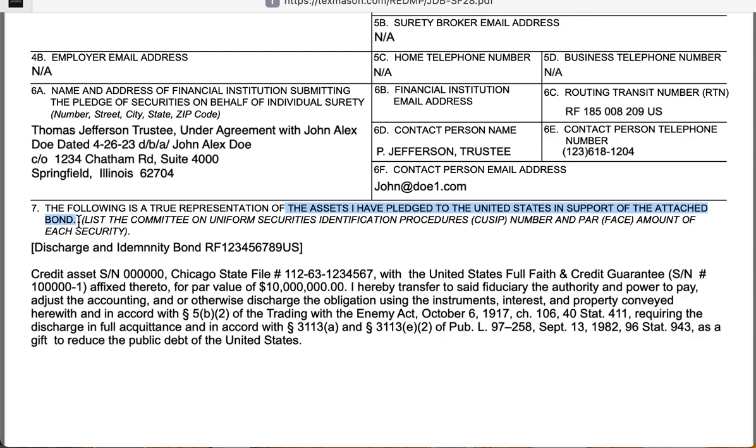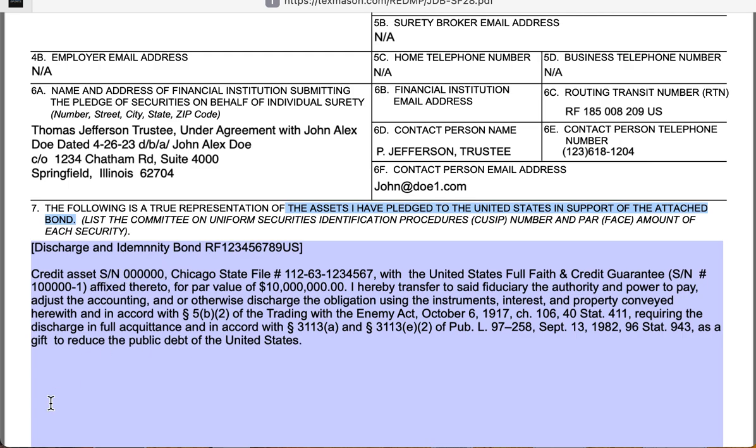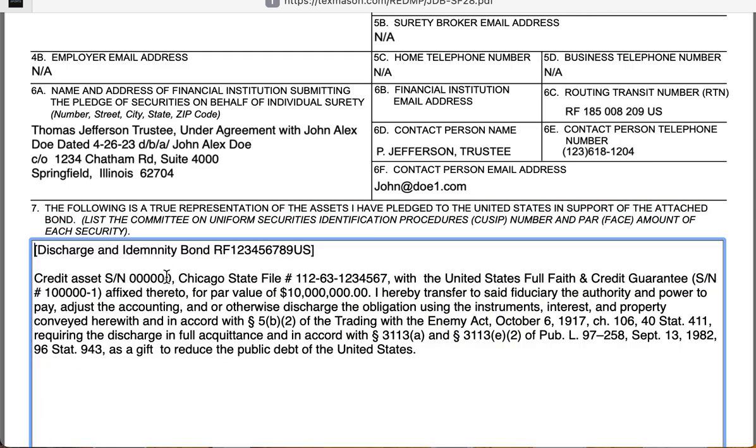Now let me read this right here. Credit asset serial number 0000. I would actually get the serial number off of the certificate of live birth. State file number, etc., identifying the certificate of live birth. With the United States full faith and credit guarantee, serial number, whatever, right? So what am I talking about there? Anyone who's gone and got the full faith and credit guarantee on their birth certificate.